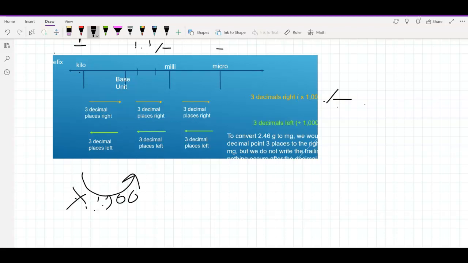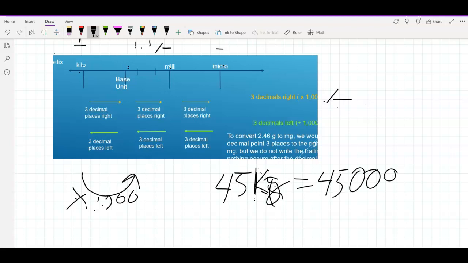Every time you go from a kilo to a base to a milli, or a milli to a micro, you're multiplying by 1,000. Multiplying by 1,000 is the same thing as moving your decimals to the right 3 places. So if I had, say, 45 kilograms, how many grams is that? Well, I can multiply by 1,000, or think of it as moving your decimal place 3 places to the right. So it would be 1, 2, 3, 45,000 grams.